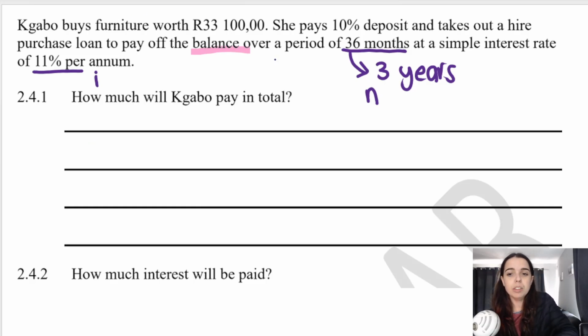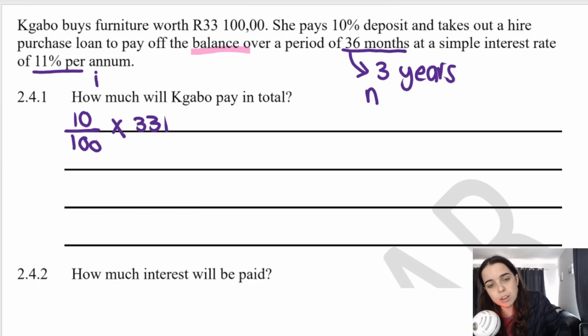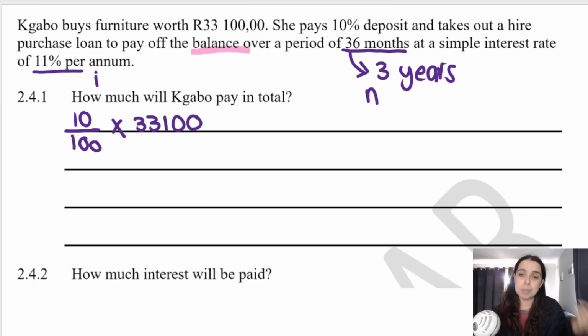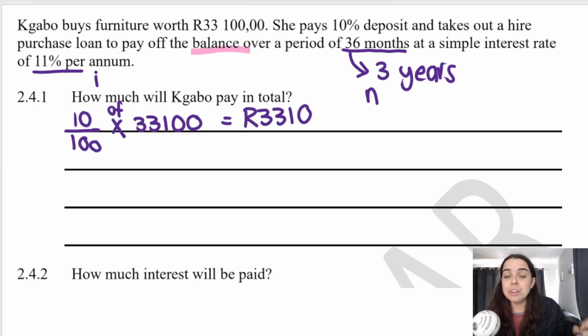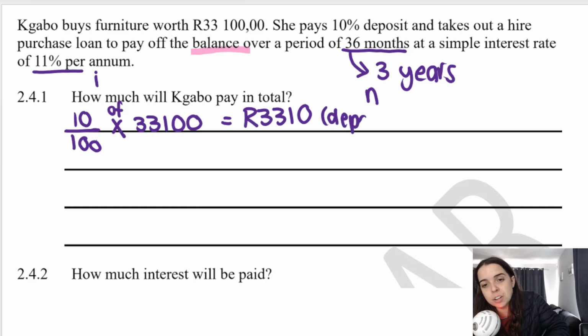So this is quite an interesting question because first of all, you have to pay the deposit. So the deposit is 10% of 33,100. When we're doing a percentage, a 10%, it's dividing by 100. So 10 divided by 100 of, an "of" sum is a multiplication sum, 33,100. That deposit amount is 3310. So this is the deposit. This is what we pay on the day.